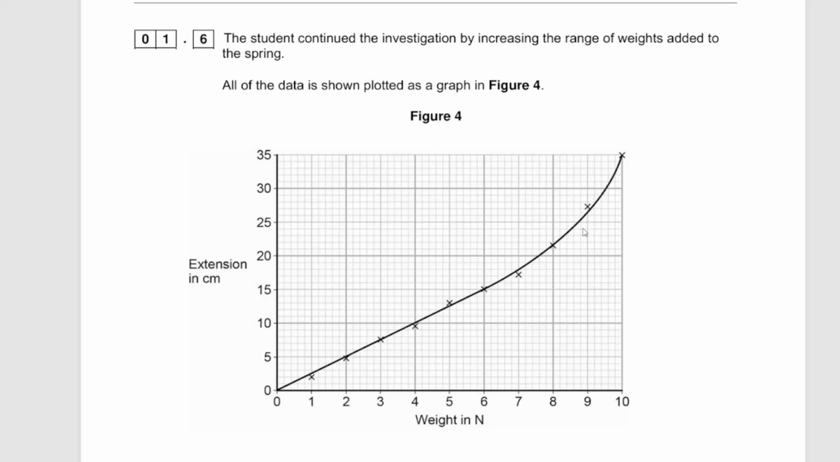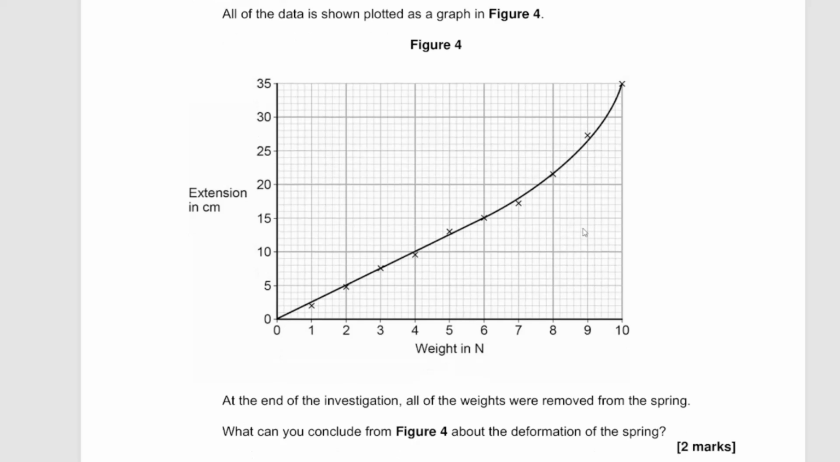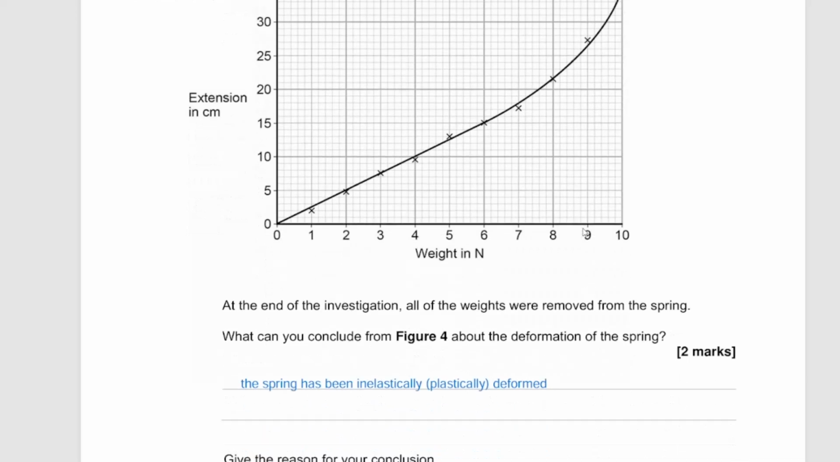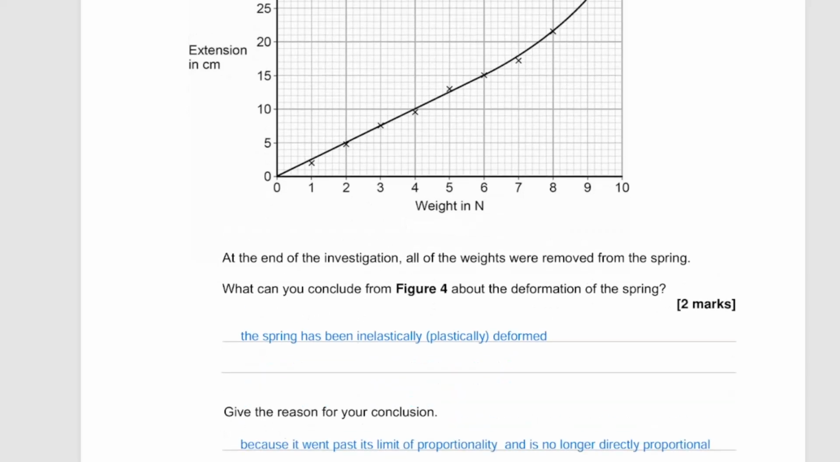And then we're told the student continued the investigation by increasing the range of weights added, and then we're shown a graph, and we're asked what can we conclude from figure 4 about the deformation of the spring, and we were able to work out that the spring has been plastically deformed, and that's because extension is no longer proportional to weight. The spring is undergoing plastic deformation, which means it will be permanently deformed, and when you remove the weights, it won't go back to the shape it was originally. And as I said, the reason for the conclusion is it's gone past the limit of proportionality, it's no longer a straight line, and therefore plastic deformation.